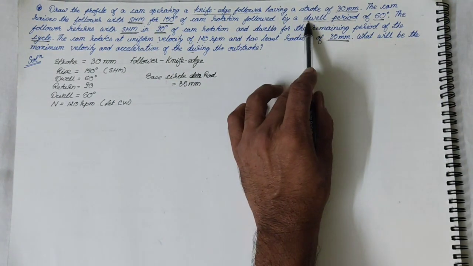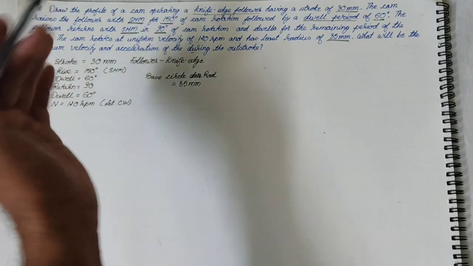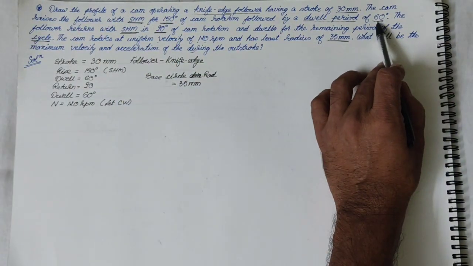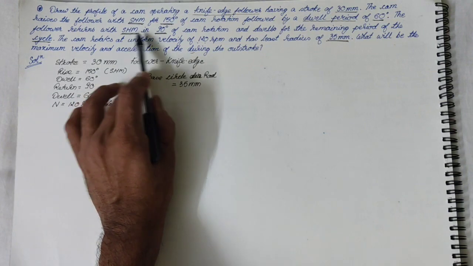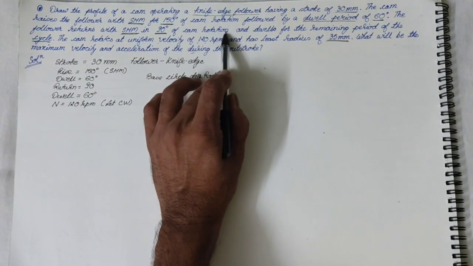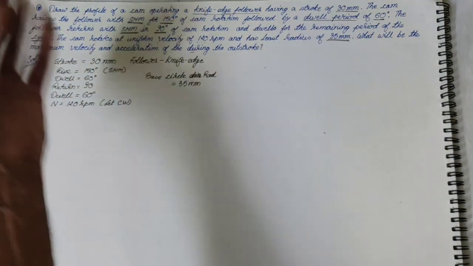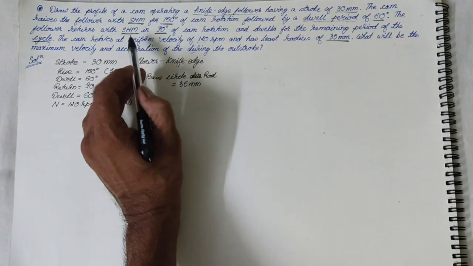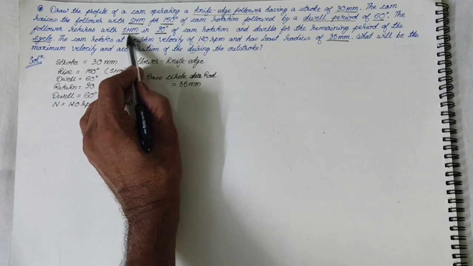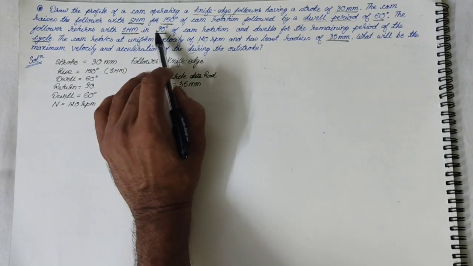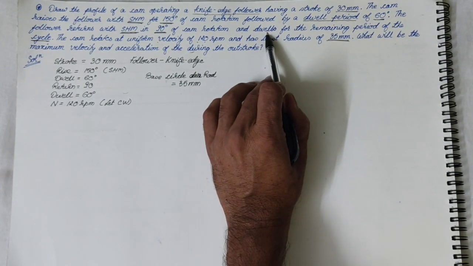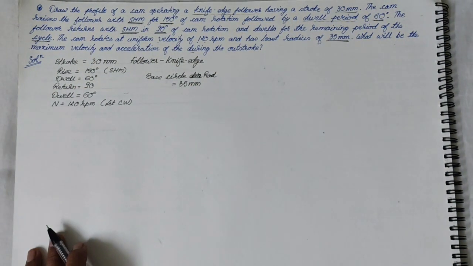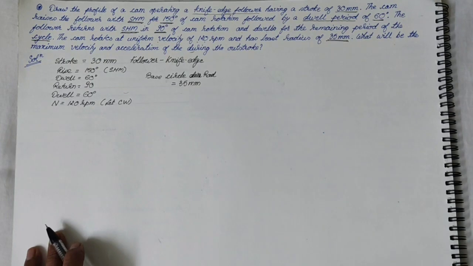rotation, followed by a dwell. So after rise there is a dwell, and dwell is of 60 degrees. The follower returns with simple harmonic motion in 90 degree of cam rotation, that means 150, then 60 degree of dwell, and then for next 90 degree rotation of the cam, the follower returns with simple harmonic motion, and then again it is followed by a dwell of the remaining period of the cycle. So the cycle is of 360 degrees.